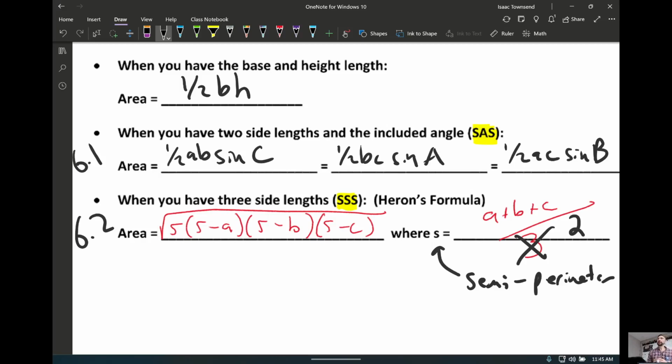And that works for any triangle. If you know it's 3 lengths, calculate S, plug it in here, here, here, and here. Plug in 1 length there, 1 length there, 1 length there, and you get the area of any triangle. We'll practice one on the back page.